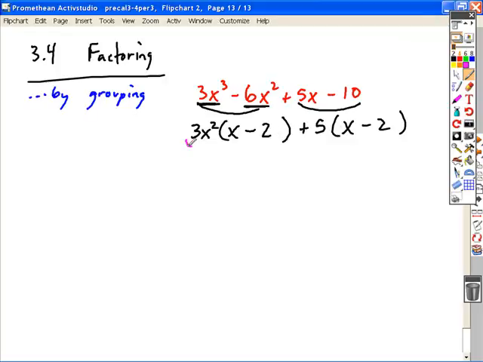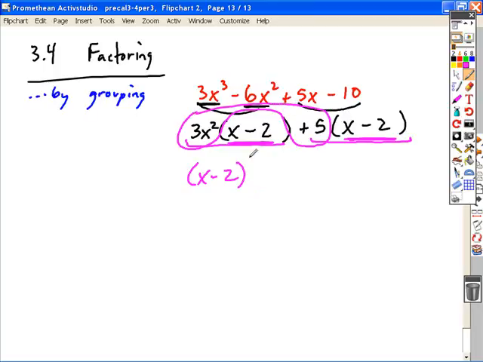And now, when you're treating this as one entire expression, do these two groups have a common factor? Yeah, that common factor is x minus 2. So we're going to remove that common factor, and then you look to see what's left. And what's left is 3x squared plus 5. And so this winds up being your factored form.